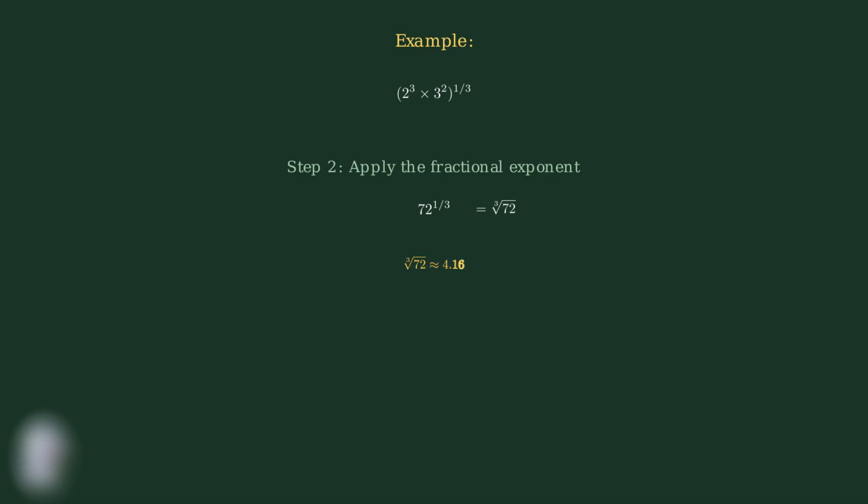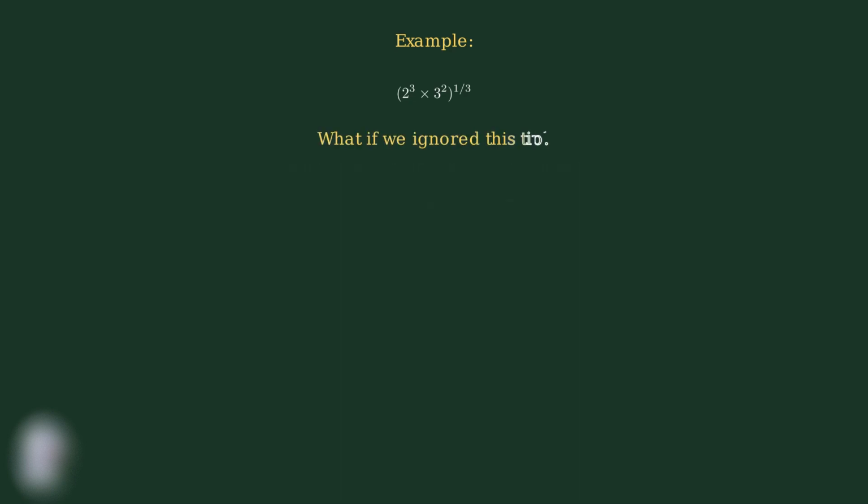To find the cube root of 72, we can approximate this value. The cube root of 72 is approximately 4.16. Interestingly, if we had distributed the fractional exponent first, we would get the same answer in this case. However, this approach is more complicated and doesn't always work correctly.